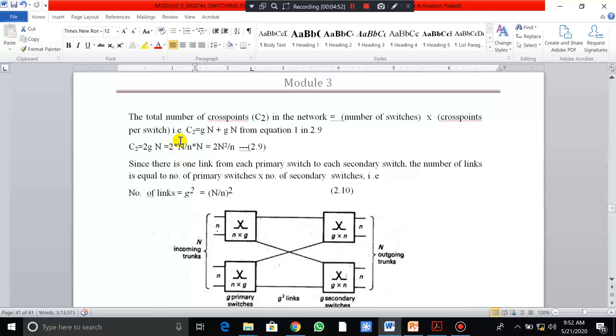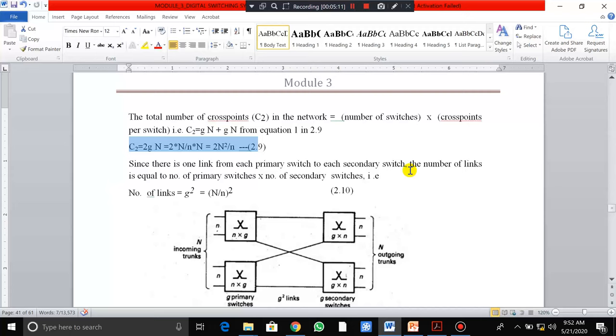The total number of cross points, that is C2 in the network, is equal to the number of switches into cross points per switch. Okay, this is the formula. So by using this formula, since there is one link for each primary switch to the secondary switch, the number of links is equal to the number of primary switches.